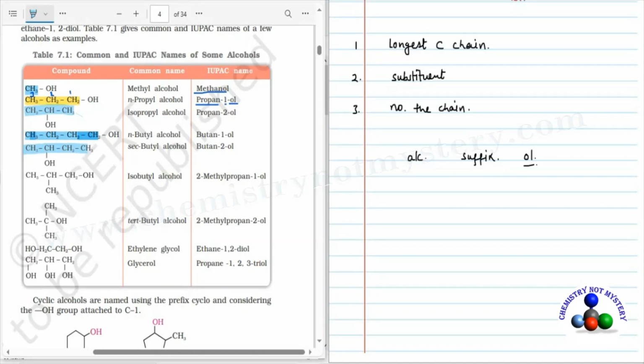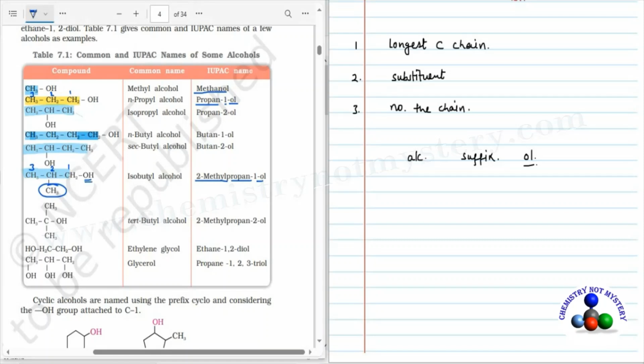Now come to the next example. Here the longest carbon chain is 3 carbon long and there is a substituent. Here the substituent is methyl. Now number the chain so that the functional group, which is OH, will get the lowest possible number. So we will number the chain from the right direction. So here this is 1, 2 and 3. Methyl is bonded to the second carbon. So you will write 2-methylpropan-1-ol.